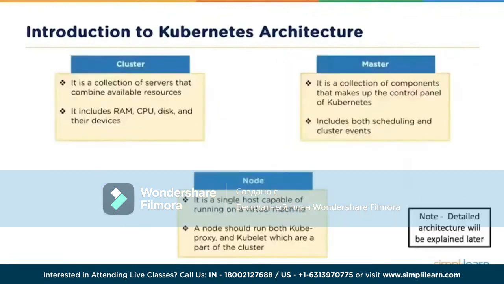So you have your cluster, which is a collection of servers that maintain the availability and the compute power, such as RAM, CPU, and disk utilization. You have the master, which is the components that control and schedule the activities of your network. And then you have the node, which hosts the actual Docker virtual machine itself, and controls and communicates back to the master the health of that pod. We'll get into more detail on the architecture later in the presentation.